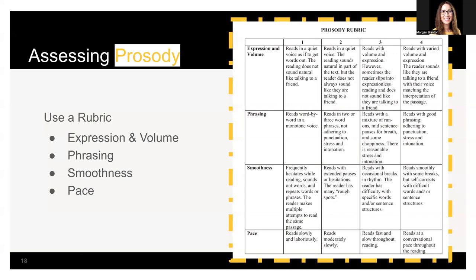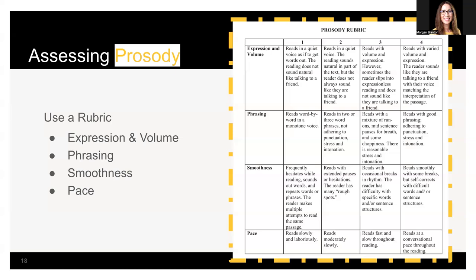So this rubric in particular is one that looks at expression and volume, phrasing, the smoothness of their reading, and then the pace. And it has descriptors 1 through 4 that you would then rate a student's prosody. How did it sound when they were reading? How did their expression and volume sound? If we think back to our definition, was it suitable expression, suitable volume? Was the phrasing suitable and help them in an effort to help them understand what they are reading? Was it suitably smooth, or were they hesitating all of the time and having lots of rough spots?